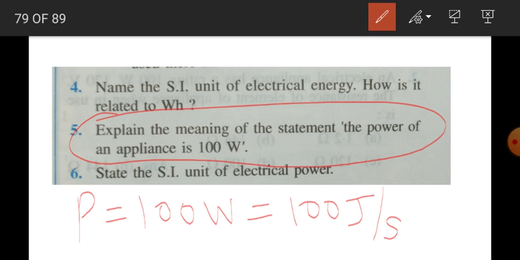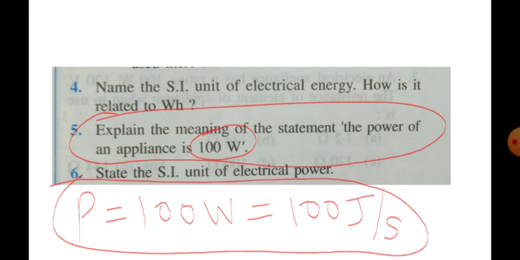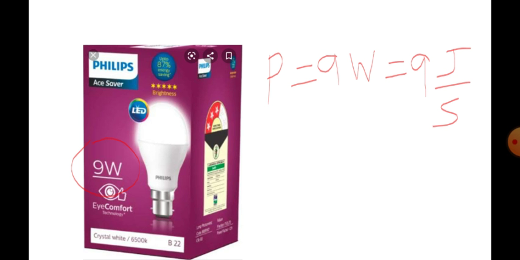into, if it is a light bulb, 100 joule of electrical energy into light energy per unit second. So 100 joule of electrical energy is consumed per second. In another way, 100 joule of electrical energy is consumed by that appliance per unit second. This is the meaning of this rating. So in case of this light bulb, it will consume 9 joule of electrical energy per unit second. That electrical energy will be converted into light energy.